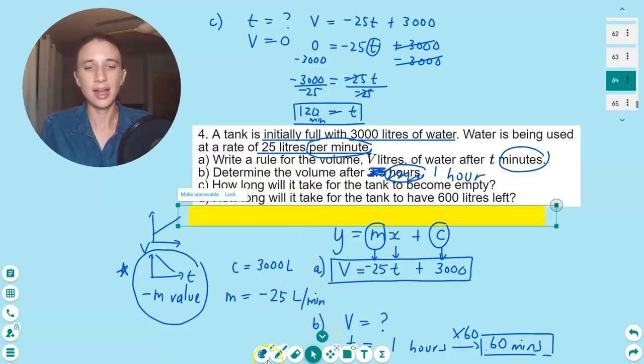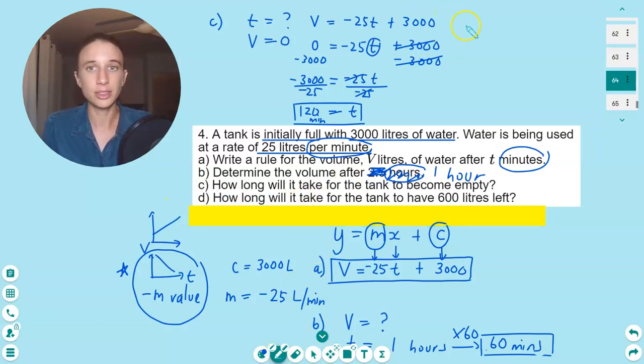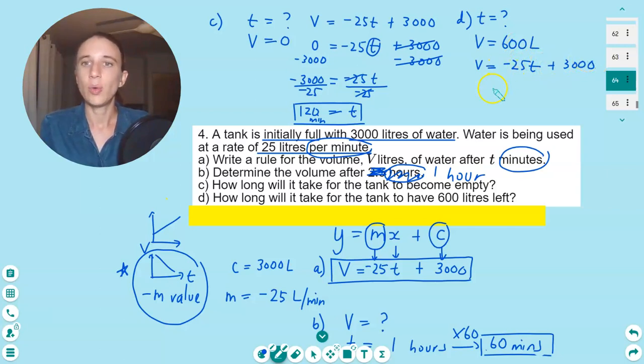Let's check this out. Last question. Yay. I'm ready to call it a night. How long will it take for the tank to have 600 liters left? Again, how long means we're finding time. To have 600. So we're given the volume. That's nice. 600 left. Let's use our equation again. Volume, negative 25t plus 3,000. Our volume is 600. So substitute it in.